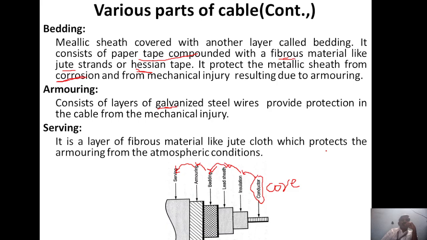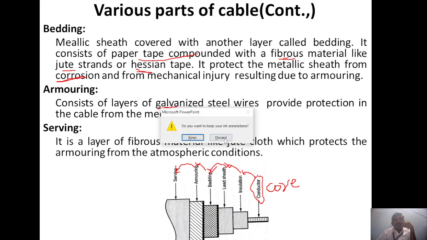These are all the basic parts of any cable used for a transmission system. Next we will see various types of cables used for transmission systems. Thank you.